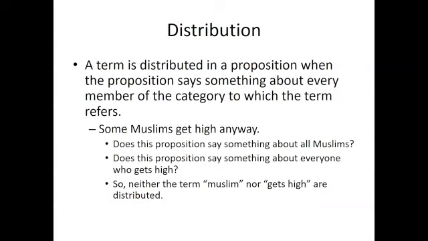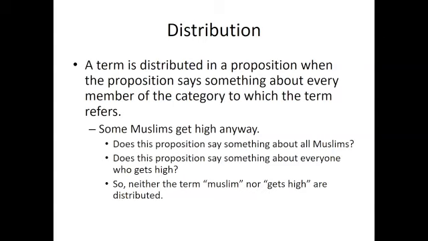All right, so here's another one to practice this definition of distribution on and apply the concept. Some Muslims get high anyway. Does this proposition say something about all Muslims? Well, no, because obviously it says some Muslims. Some is not all.